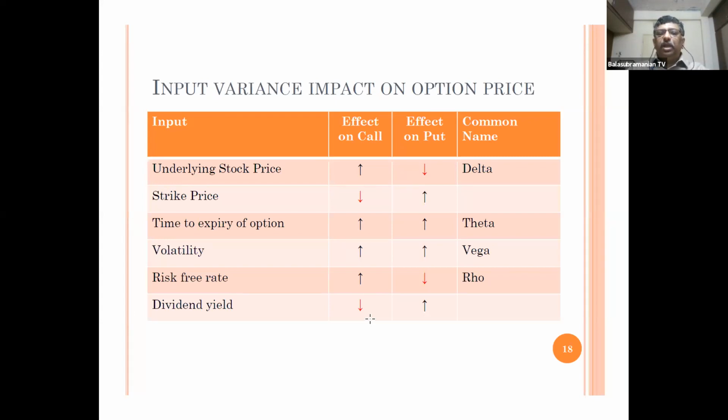The time to expiration and volatility is interesting, in that whenever they increase, both on call and on put, you will find that the cost is increasing, because this is more to do with the possibilities being enhanced. Risk-free rate, whenever it increases, the call price increases, and as dividend increases, the call price decreases. So these are some things which we need to keep in mind when we are looking at sensitivity and implications of the computations.